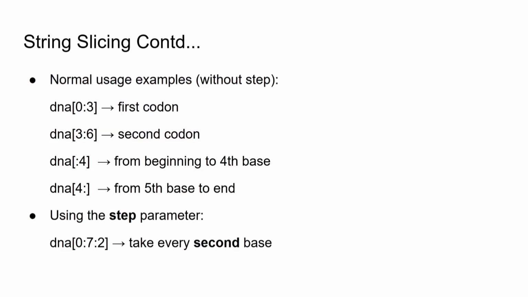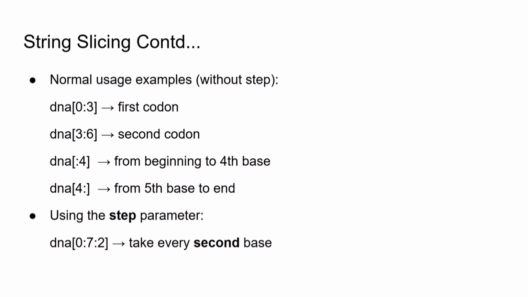In most normal situations, we don't need the step value and we simply use the syntax string, and within square brackets we give the starting index followed by the ending index separated by a colon. Like DNA, and within square brackets I write 0:3. This will extract the first codon. Then DNA within square brackets 3:6 would give the second codon. If we write DNA and within square brackets we just write colon and 4, Python starts from the beginning. And if we write DNA and within square brackets we write 4 and colon, Python goes all the way to the end.